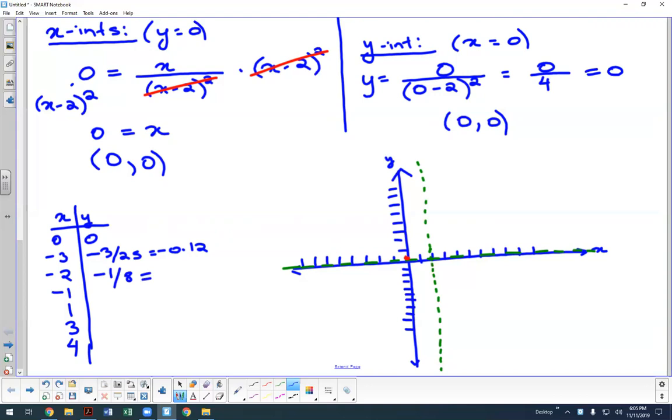Okay, -2 gives us -1/8, which is -0.125. Just slightly bigger than the number we got for -3 at -1.